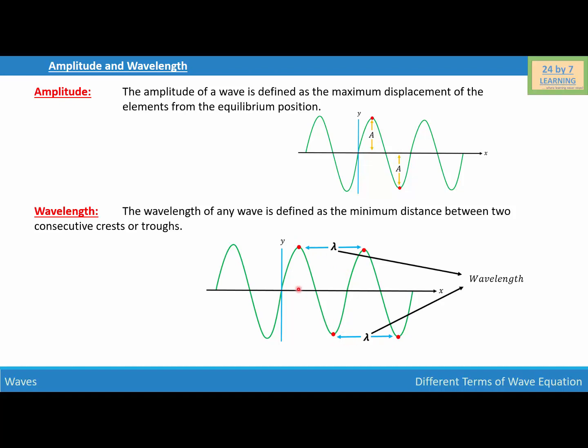So basically crest is the maximum displacement over the x-axis and the trough is the maximum displacement below the x-axis. So if we consider the distance between two consecutive crests, or the distance between two consecutive troughs, then that distance is denoted by lambda, and that distance is also known as wavelength. So basically the wavelength is denoted by lambda, and this is how we define the amplitude and wavelength of a wave.